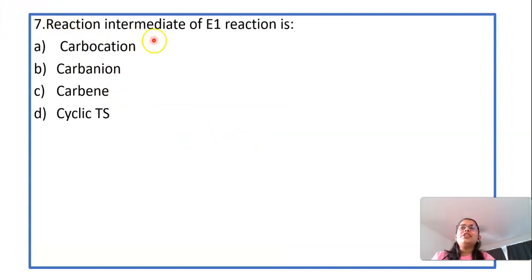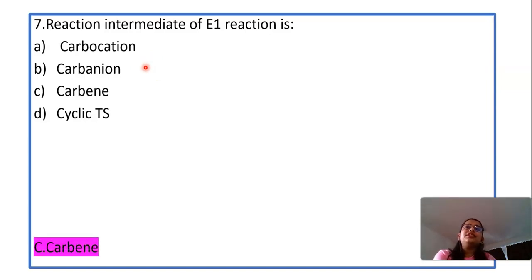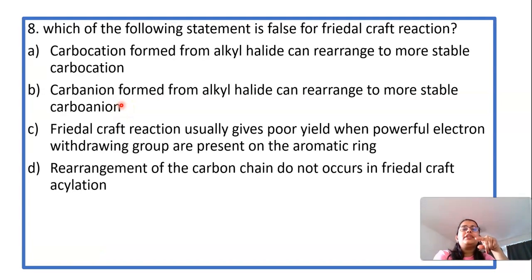Question number 7, reaction intermediate of E1 reaction is. That is a unimolecular elimination reaction, so you have to tell me the intermediate. As you know SN1, SN2 reaction, if you have studied the comparison of SN1, SN2, E1 and E2, then you can tell the correct answer for this question as well. The correct answer is C, that is carbene, that is C with 2 lone pair of electrons. So that is the correct intermediate for the E1 reaction.